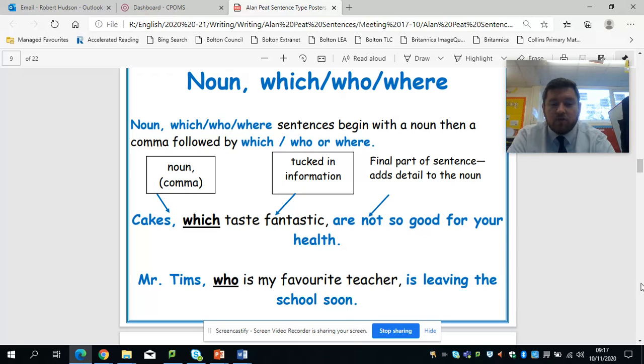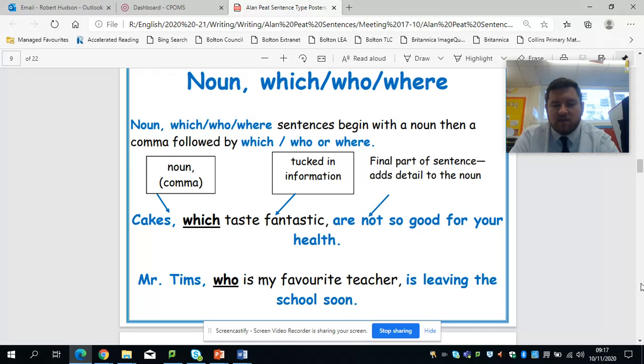The sections in blue would make sense on their own. Mr. Timms is leaving the school soon. Cakes are not so good for your health. The sections in black are additional pieces of information. They are relative clauses. They relate the information in that section to the noun. Cakes, which taste fantastic. Mr. Timms, who is my favourite teacher. They're very simple. They don't need to be overcomplicated.